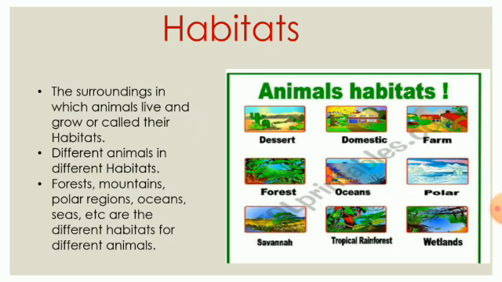When someone asks where do you live, you give the address of your house, right? So you know all the human beings live in houses. Similarly, animals do have a specific place in which they live. Those places are called habitats. Different animals live in different habitats. Those different habitats include forests, mountains, polar regions, oceans, seas, etc.